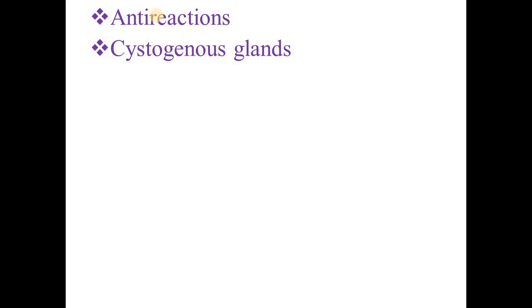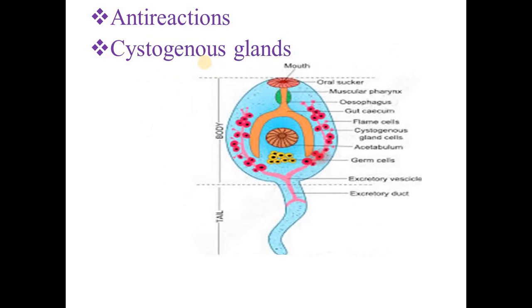Next is cystogenous glands. The Cercaria larva possesses a large number of cystogenous glands in its body. They secrete a cyst around the larva. The cyst protects the larva. That will be more clear by the picture.